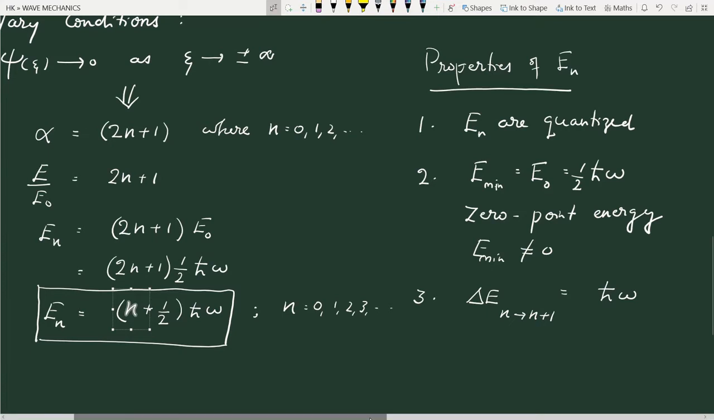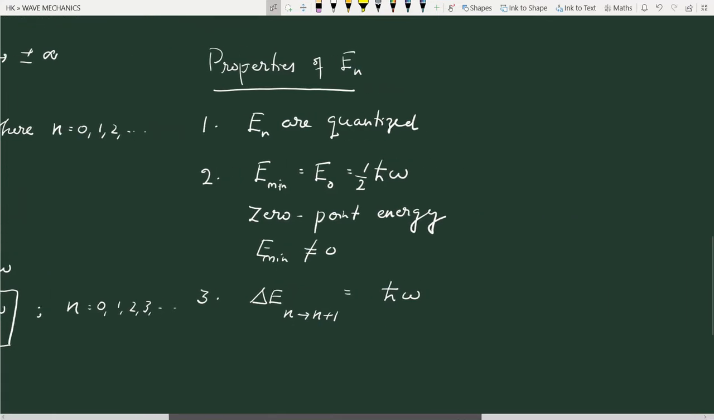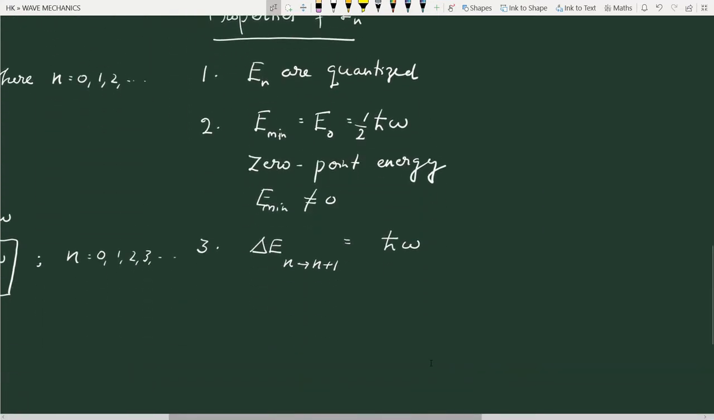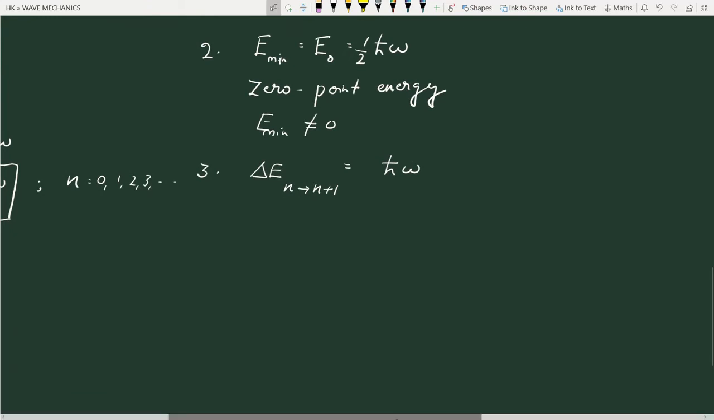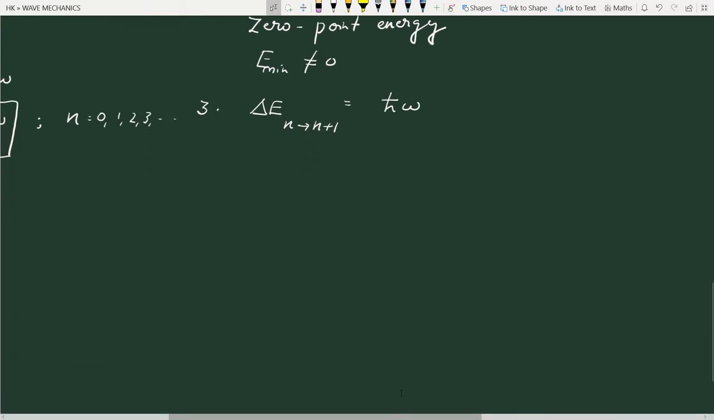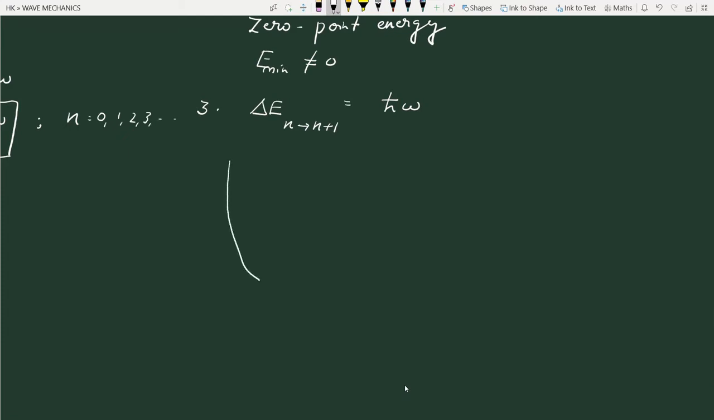If we want to plot the energy levels of the harmonic oscillator, let me plot here. By convention, we plot energy levels within the plot of the potential energy function. So this is the shape of the potential energy function, parabolic for the harmonic oscillator. This point is x equal to 0. This is the potential energy function. So energy levels will look like this.